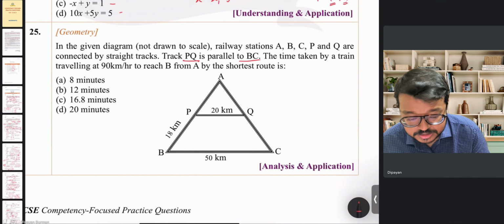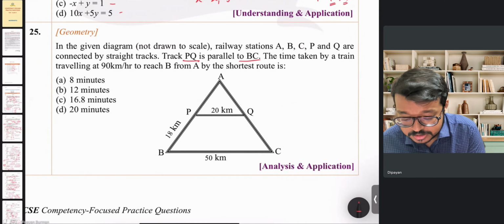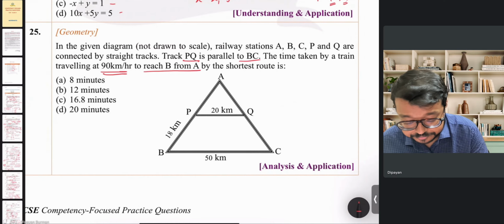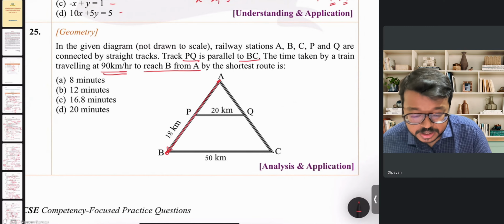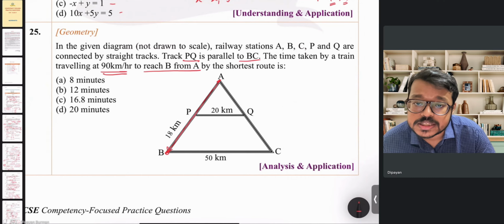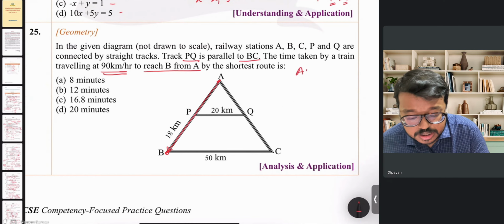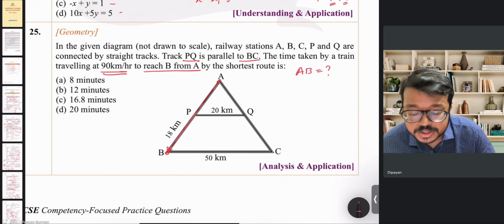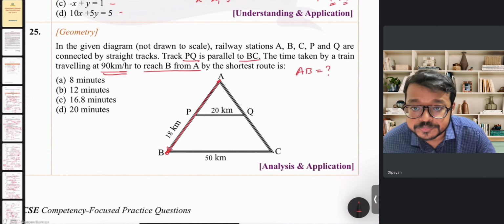I want to find the time taken by the train traveling at this much speed to reach B from A. So starting from A, what is the time that the train will take to reach point B? So I'm interested in the distance AB. AB is how many kilometers? That will help me get the answer.